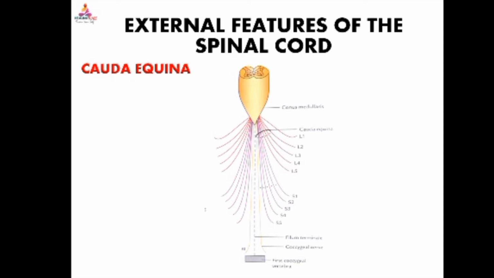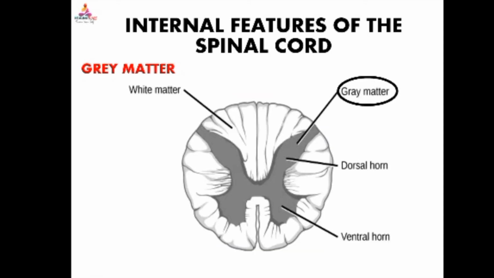These are about the external features of the spinal cord. Next, we are discussing the internal structure of the spinal cord. The cross section of the spinal cord shows that it consists of an inner core of gray matter and a peripheral zone of white matter.